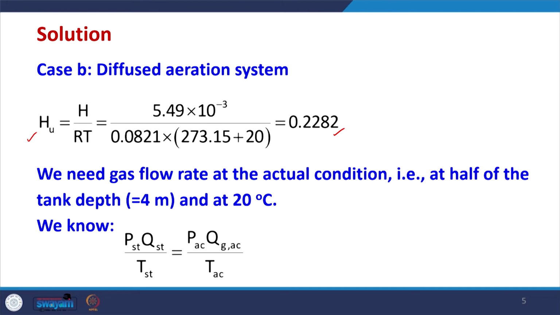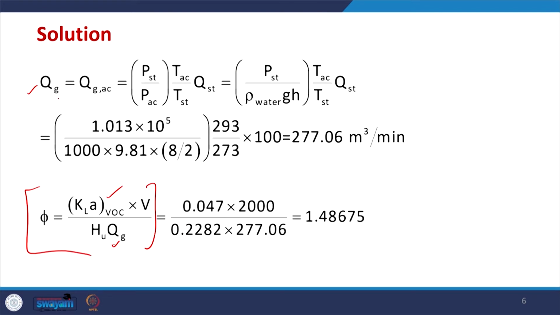We are using the equation PV equal to nRT. So, P at standard condition times flow at standard condition divided by T at standard condition is the same as P at actual condition times Q at actual condition divided by T at actual condition. Now, we have to find out this thing. This equation can be changed. So, Qg is actually equal to Qg at actual condition, and this is the equation. Now, we are assuming both the temperatures to be the same.